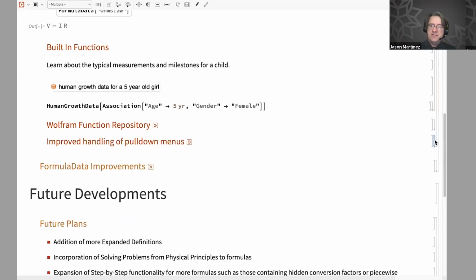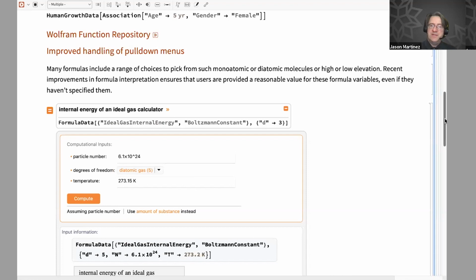And we've also been trying to help users in certain cases where it might not be clear what input values they should be putting in for the formula. You can always use formula data to find out what the physical quantities involved are for the various parameters. But there are cases, for example, where we have a drop-down menu. I might be looking at a monatomic gas or a diatomic gas. And if you haven't been looking at the website, it might not be clear what that number is.